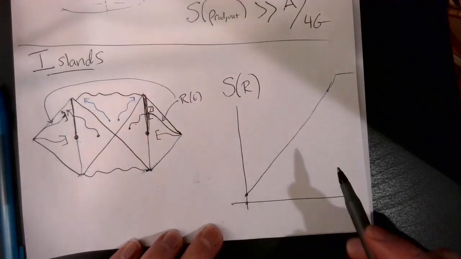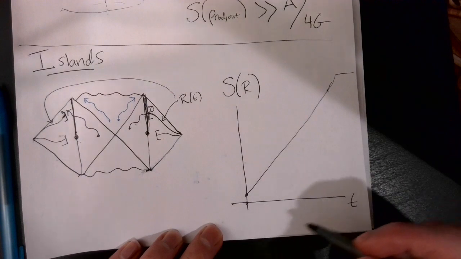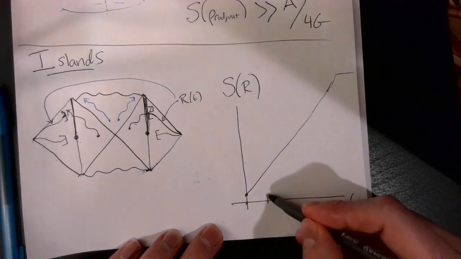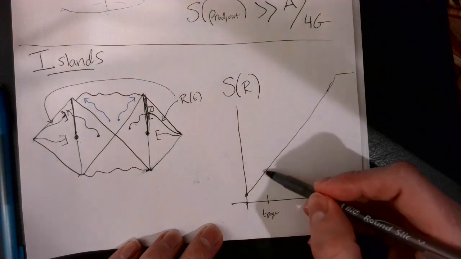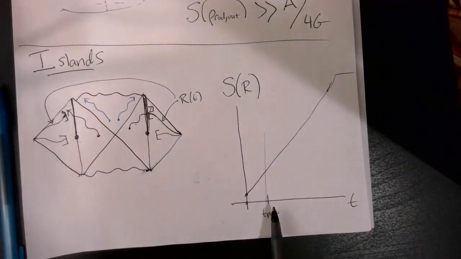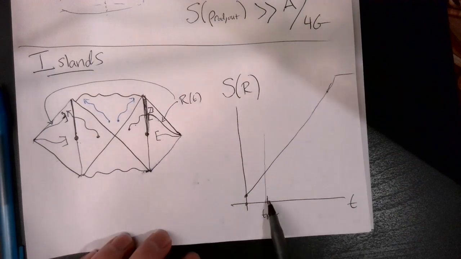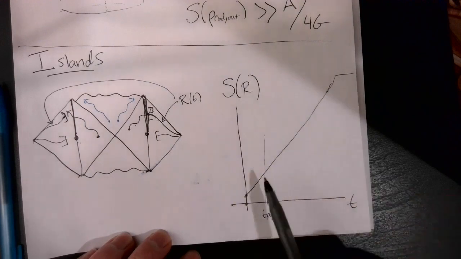So this is a problem because, say at late time, say this is the Page time. This is when the entropy of the radiation is now equal to the area of the remaining black hole. I've drawn it here in a way that's indicative of the fact that that's much before the entropy stops growing linearly.